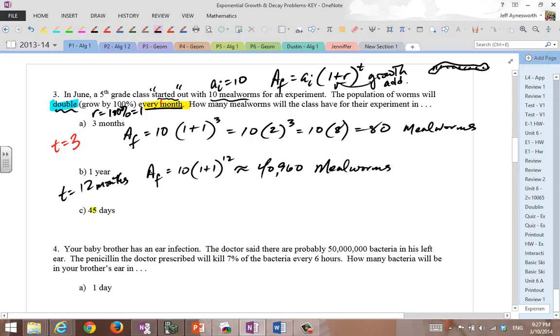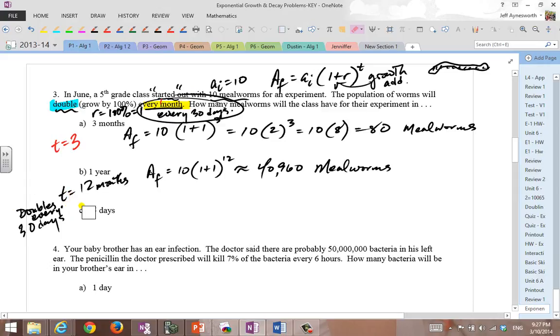Okay, the question is how many mealworms after 45 days? Now I know that there's 30 days. Well, actually, let's assume that when I say every month, it means every 30 days. So let's make this assumption here, every 30 days. Right there. Let's make that assumption. So it doubles every 30 days.